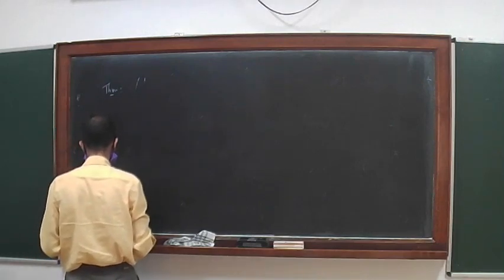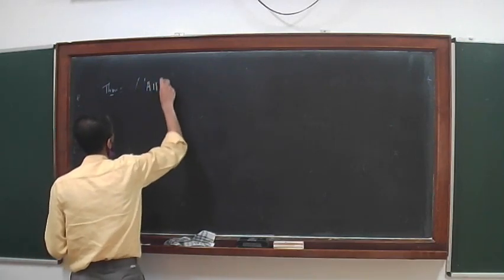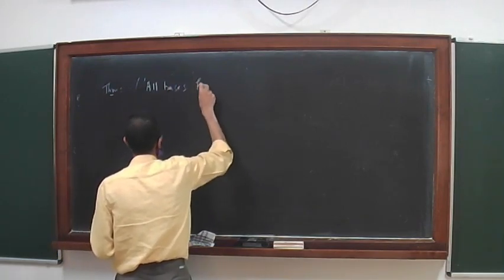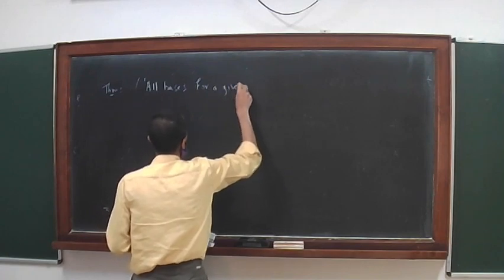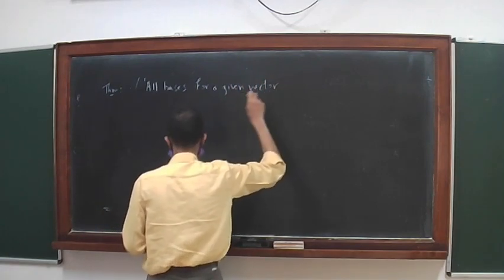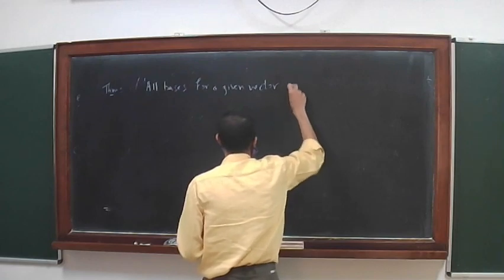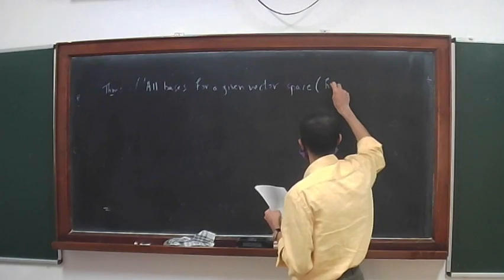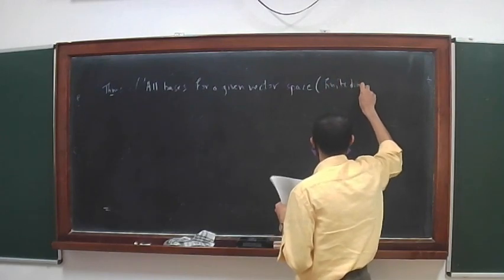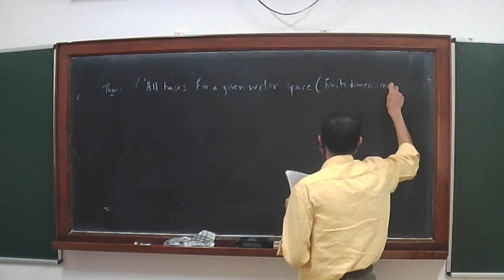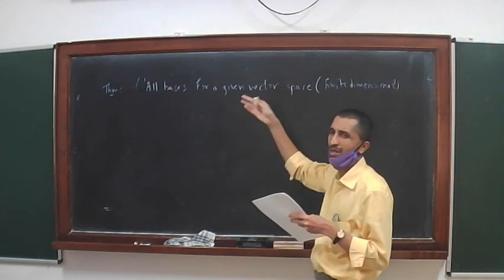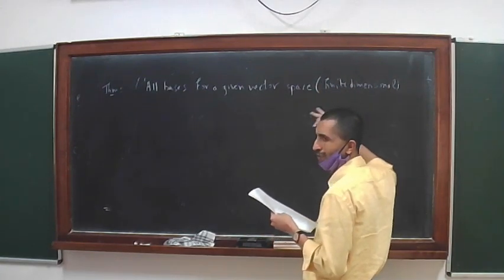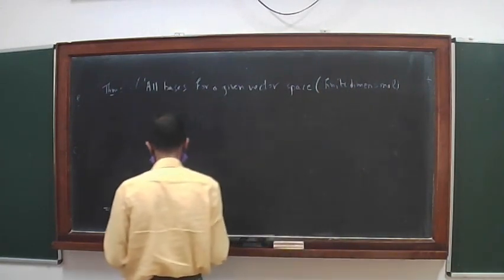So all bases for a given vector space. I will not keep repeating it, it is obvious, but I'm talking only of finite dimensional spaces now, because in infinite dimensional spaces, the same number has no meaning anyway. So from now onwards, whatever I am discussing is mostly for finite dimensional spaces only.